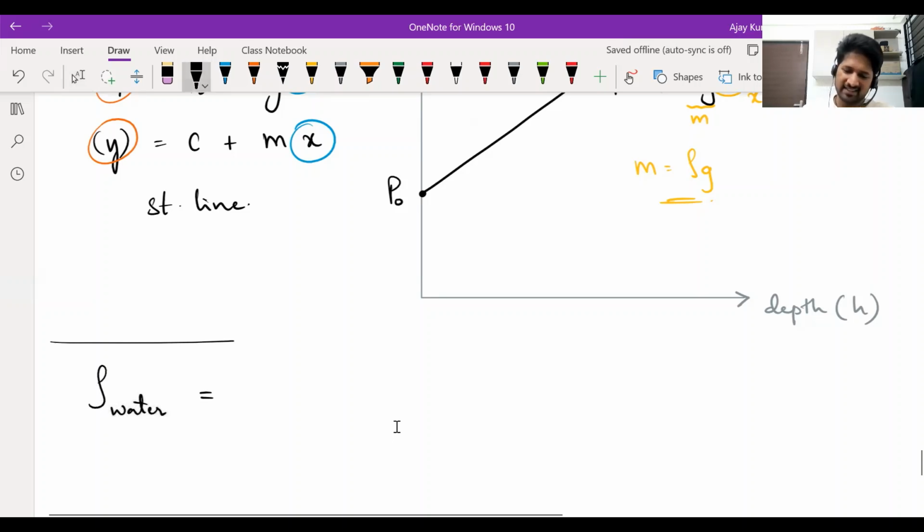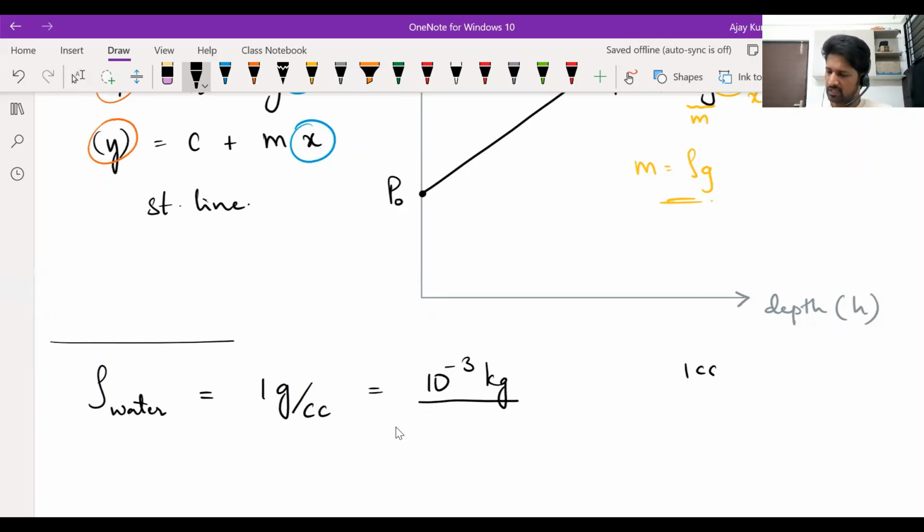Okay. Density of water is 1 gram per cubic centimeter. Now gram is 10 power minus 3 kilograms, okay, 1 by 1000 kilograms. And cubic centimeter is like milliliter. 1 cc is same as 1 ml.